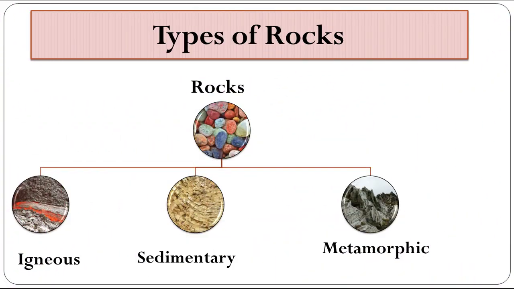On the surface of the earth, different types of rocks are found. But based on origin, we can divide these rocks into 3 types: igneous rocks, sedimentary rocks, and metamorphic rocks. Now we will study these rocks in detail one by one. So let's begin.